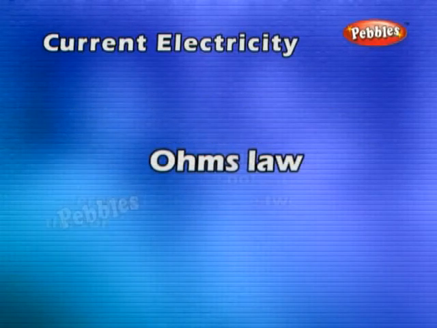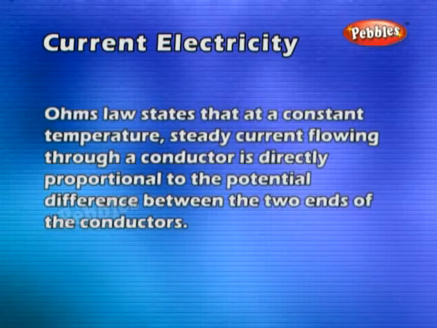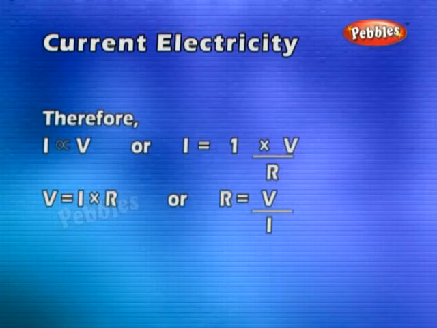Ohm's law. Ohm's law states that at a constant temperature, steady current flowing through a conductor is directly proportional to the potential difference between the two ends of the conductor. Therefore, I ∝ V, or I = (1/R) × V. Therefore, V = I × R, or R = V/I.